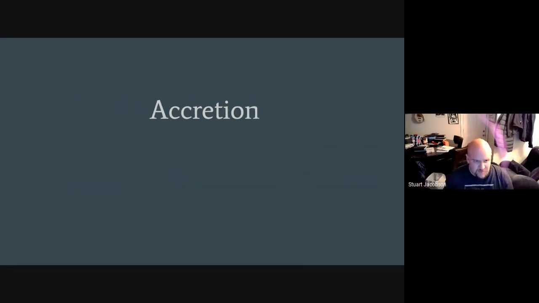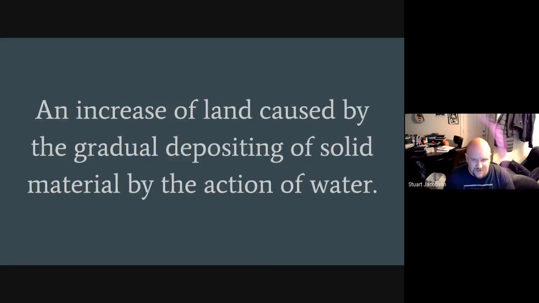And the way I think of it, I'm going to switch back to the word. If you jumble up the letters a little bit, it looks like creation. That's how I always remembered it. So accretion is basically the creation of land caused by the gradual deposit of solid material by the action of water. Also, it could be wind too. So that's why I'm saying this is truly the opposite of erosion.